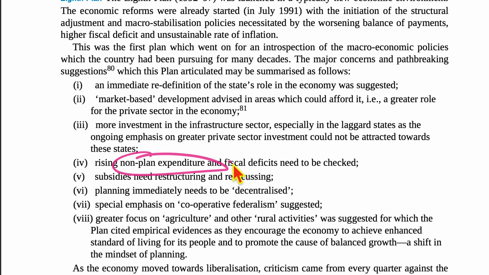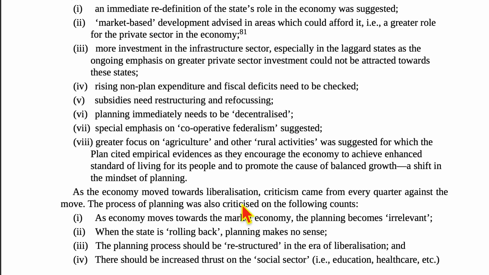Rising non-plan expenditure and fiscal deficits need to be checked. Subsidies need restructuring and refocusing. Planning immediately needs to be decentralized. Special emphasis on cooperative federalism was suggested. Greater focus on agriculture and other rural activities was suggested, for which the plan cited empirical evidence, as they encourage the economy to achieve an enhanced standard of living for its people and to promote the cause of balanced growth, a shift in the mindset of planning.